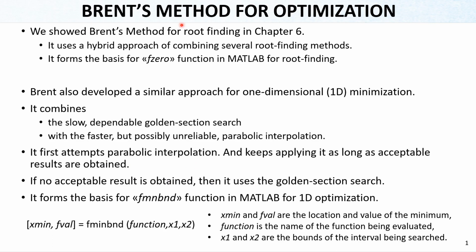So this Brent's method for optimization is defined in MATLAB as the fminbnd function. If you use this function, you can easily solve 1D optimization problems. The function can be defined like this. The function is here, and two initial guesses as the lower and upper bound. And it gives us the minimum x value and the function value there. So the location and value of the minimum, and x1 and x2 are the two bounds of the interval being searched. So let's check this fminbnd in an example in the following slide and implement it in MATLAB to find a solution.